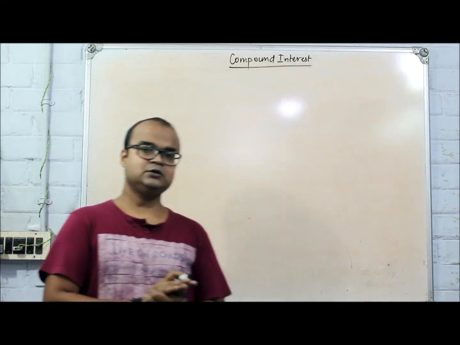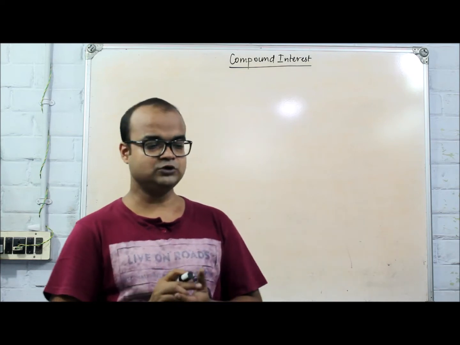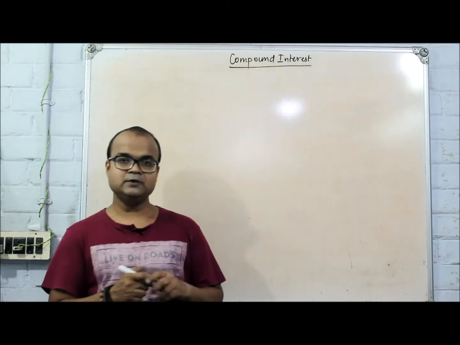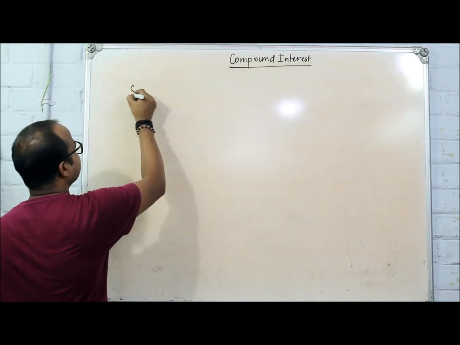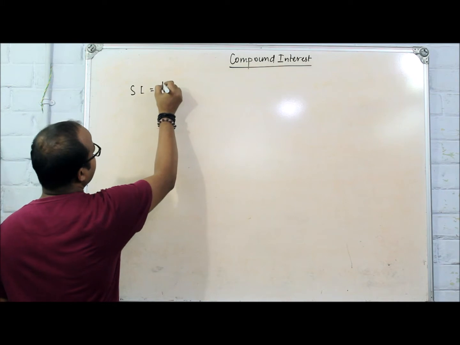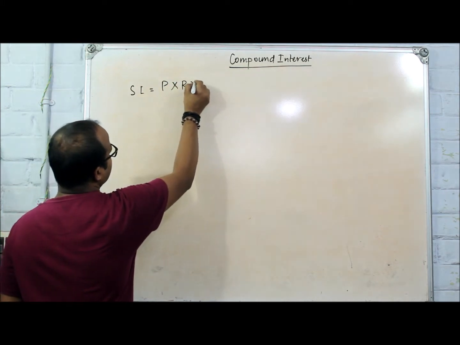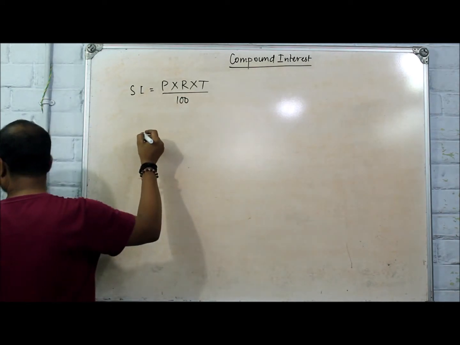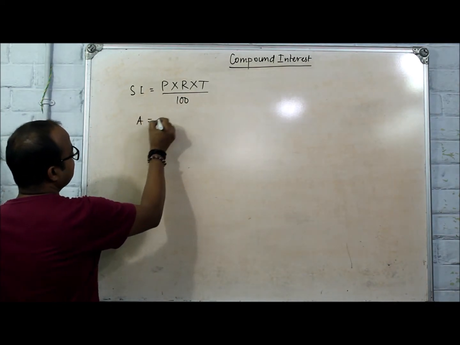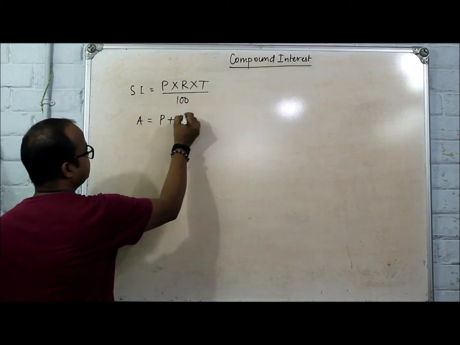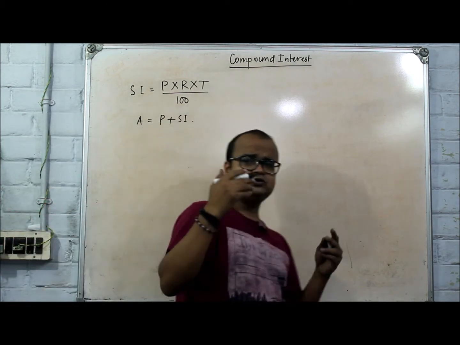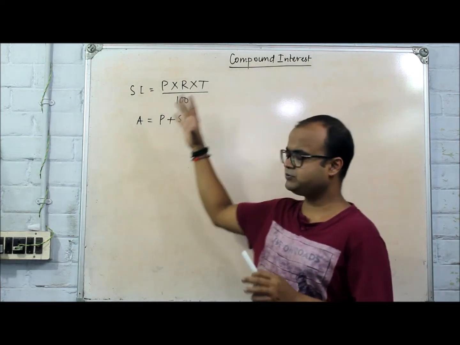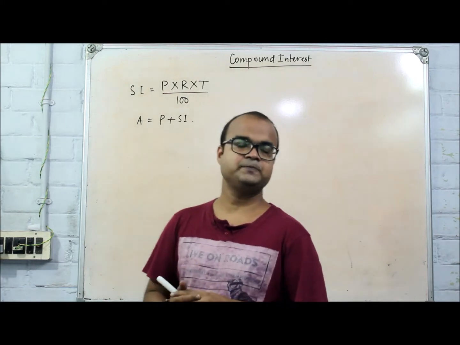In the earlier classes you learned about simple interest. Simple interest, you know the formula and the terms associated with it, that is SI is equal to P into R into T by 100, and amount is equal to P plus SI. All of you have done lots of sums, so you are clear about the concept of simple interest and what is amount.